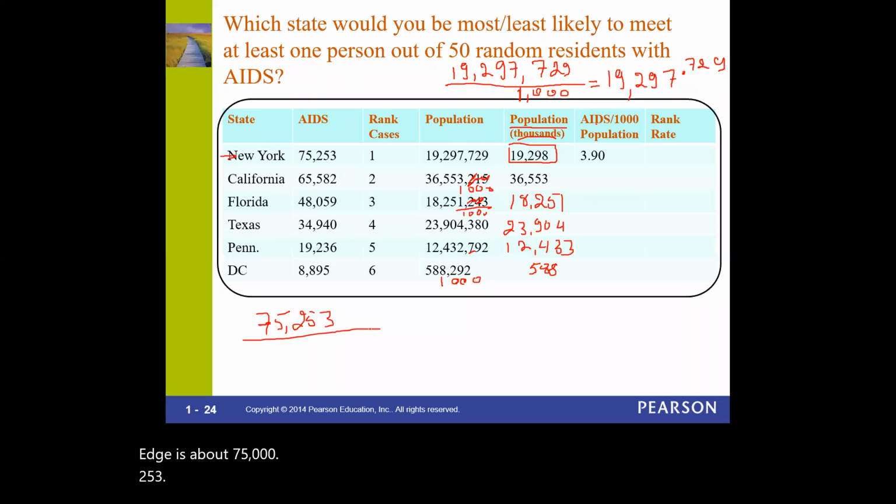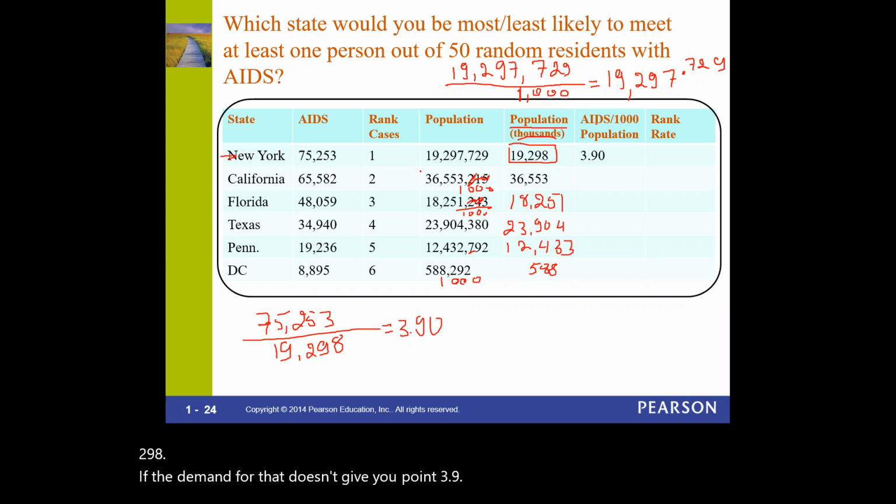This one will be divided by 19,298. If you do the math for that, that's going to give you 3.9. So we'll do the same thing for the others.